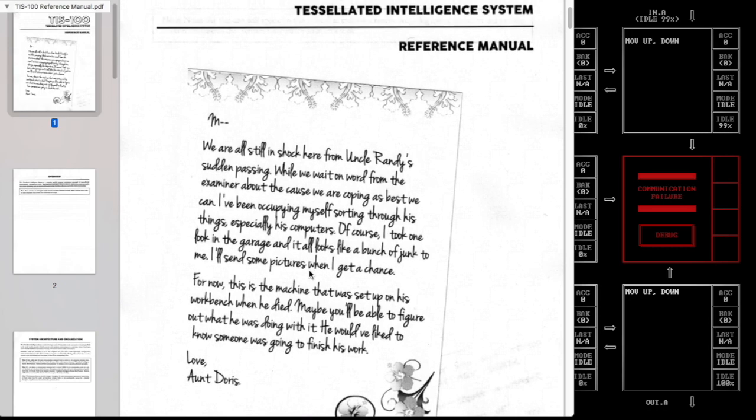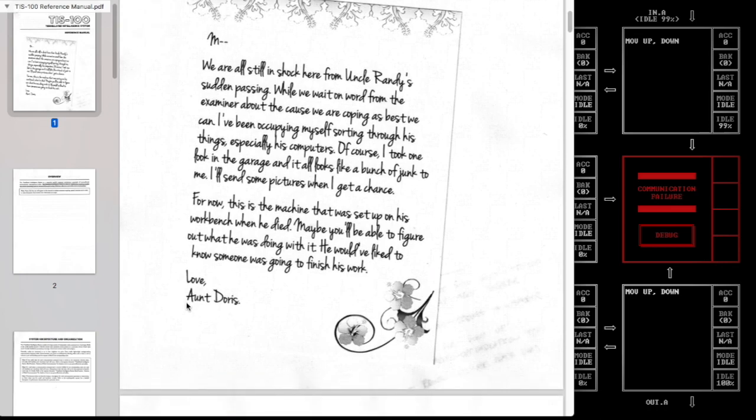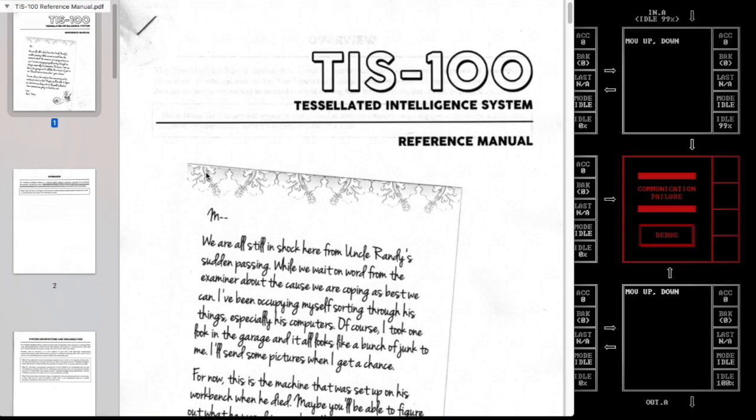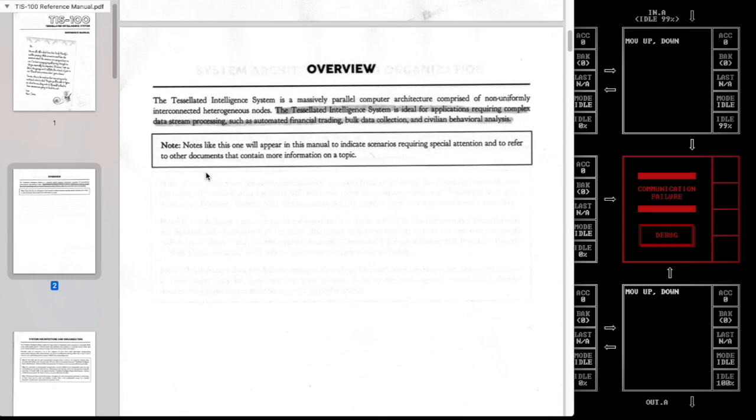So part of the idea is that Aunt Doris can send the reference manual to us and we can scan it and make a PDF out of it. Massively parallel computer architecture comprised of non-uniformly interconnected heterogeneous nodes.